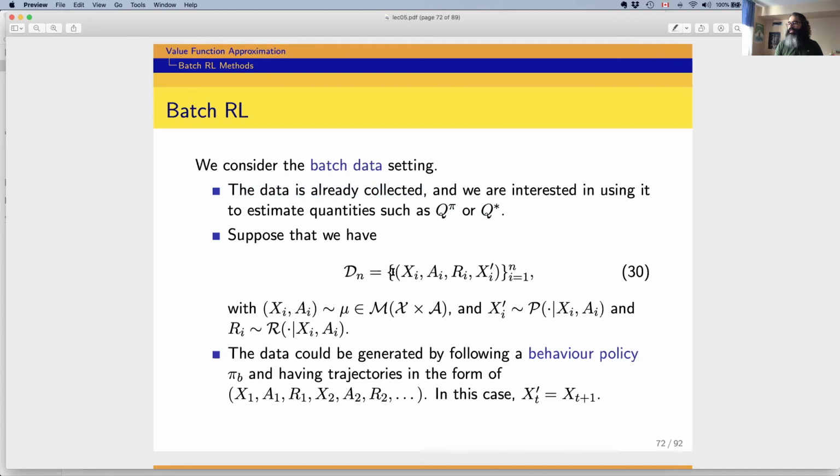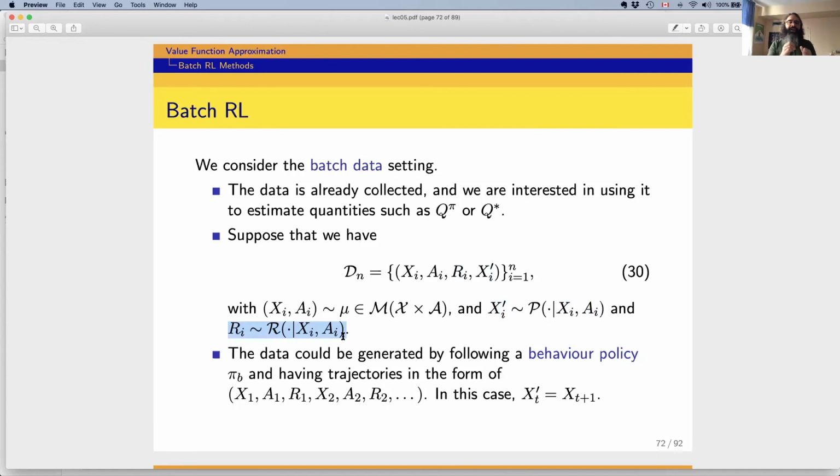The form of data is like these n tuples of xi, ai, ri, and xi prime. So xi and ai are assumed to come from some distribution mu. And then xi prime is a next state conditioned on xi and ai, and the reward is also the corresponding reward. So it's kind of like we're at one point, we move one step, and that's our tuple.